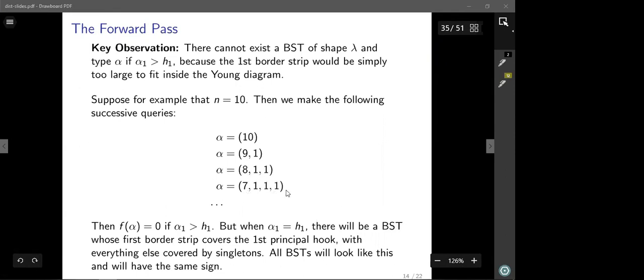and 8, 1, 1, and 7, 1, 1, 1, and so forth. As long as we're asking for alpha 1s that are bigger than that hook length, we're going to get zeros. So typically we're going to get a bunch of answers 0, 0, 0, and then all of a sudden, maybe we'll get something that's not a 0. And I claim that when you actually guess the correct H1, you'll get a non-zero answer back. Because what we're doing here is, with 1, 1, 1, 1, 1, we're saying just fill in the rest of whatever you got there with single boxes. You're going to get border strips that fill in those things, and they'll all have the same sign.